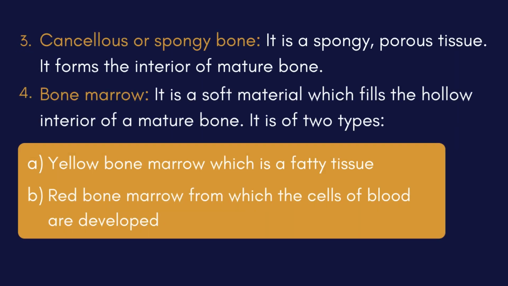Cancellous or spongy bone. It is a spongy, porous tissue. It forms the interior of mature bone. Bone marrow. It is a soft material which fills the hollow interior of a mature bone.